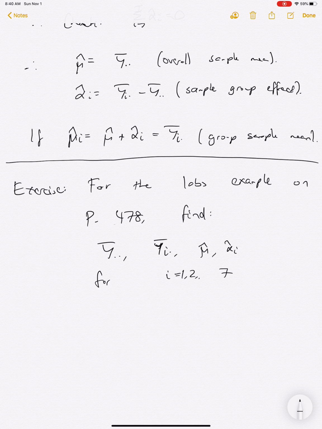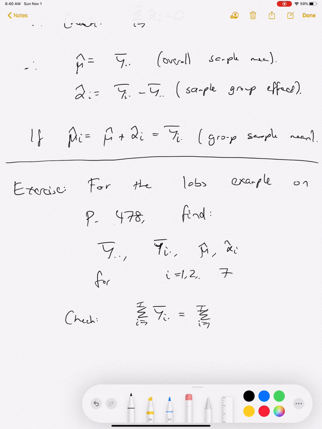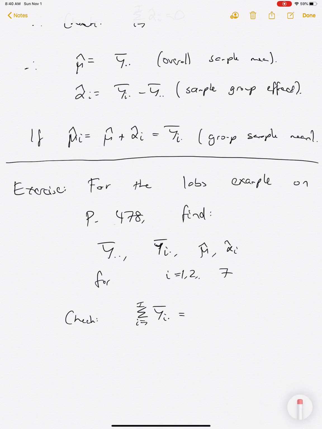You can also check that the summation i equals 1 to I of y bar i dot equals the summation i equals 1 to I of y bar dot dot, which is going to equal I times y bar dot dot. That's something you can check.